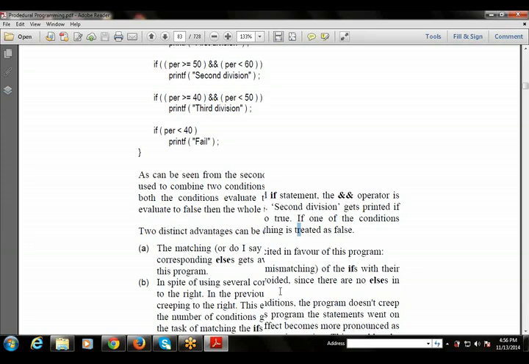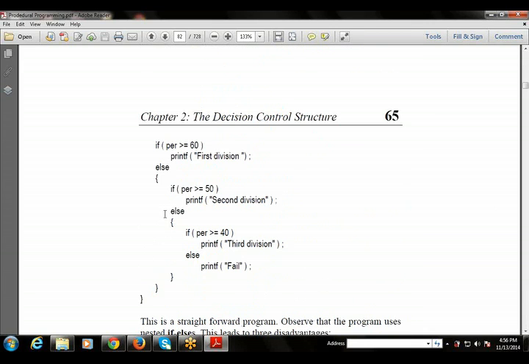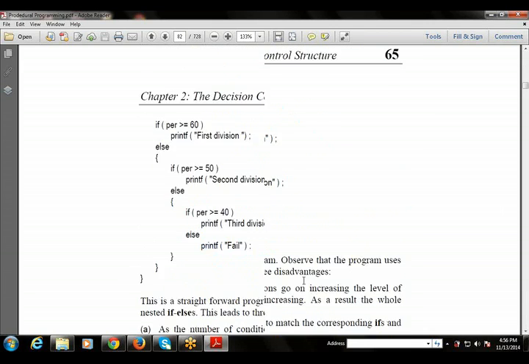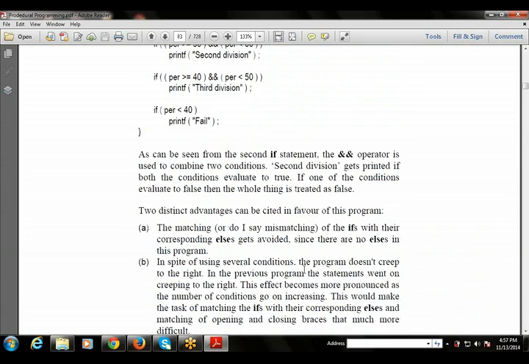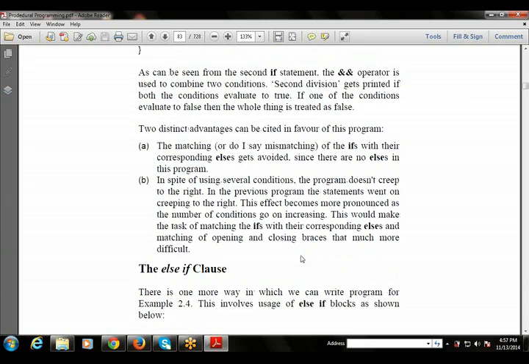Next point says, in spite of using several conditions, the program does not creep to the right. It will remain the same. In the previous example, the statements went on creeping to the right. This is the example. This kept on going to the right, and gone to the rightmost corner. These effects become more pronounced as the number of conditions goes on increasing.